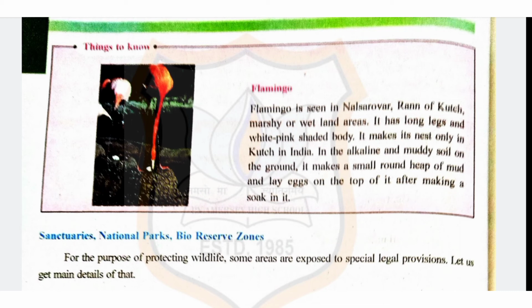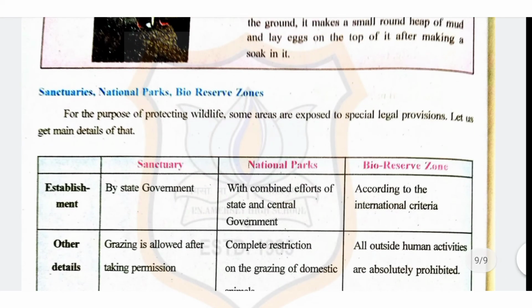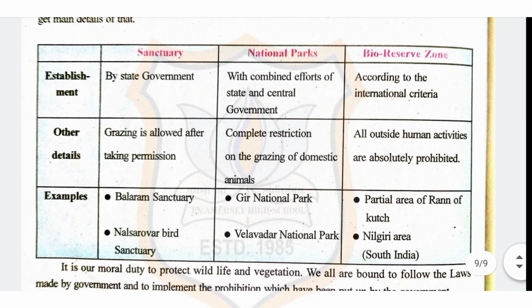Now, sanctuaries, national parks, bioreserve zones. For the purpose of protecting wildlife, some areas are exposed to special legal provision. Let us get main details of that. So, establishment: sanctuary by state government, national parks with combined efforts of state and central government, and bioreserve zone according to the international criteria.